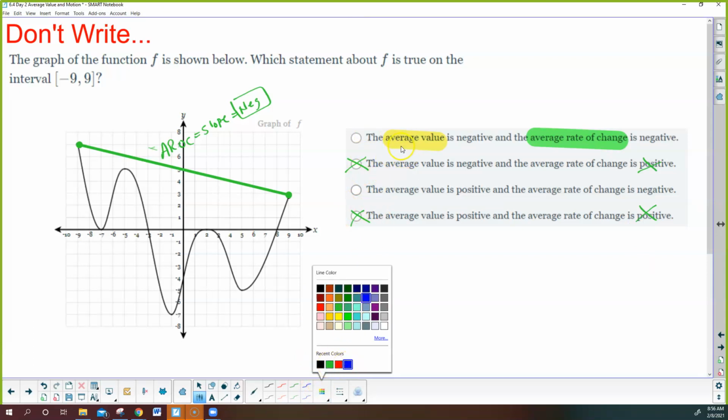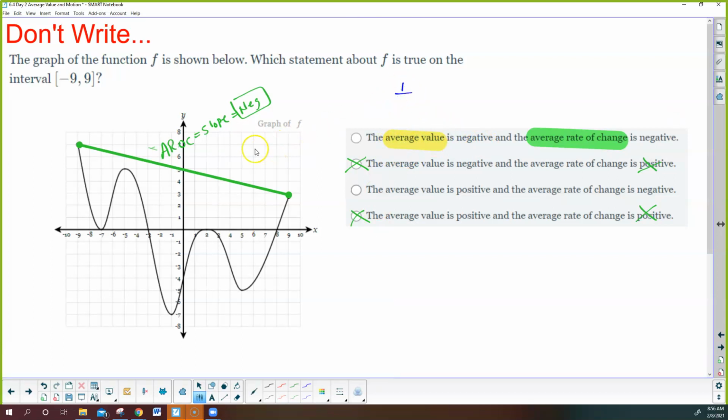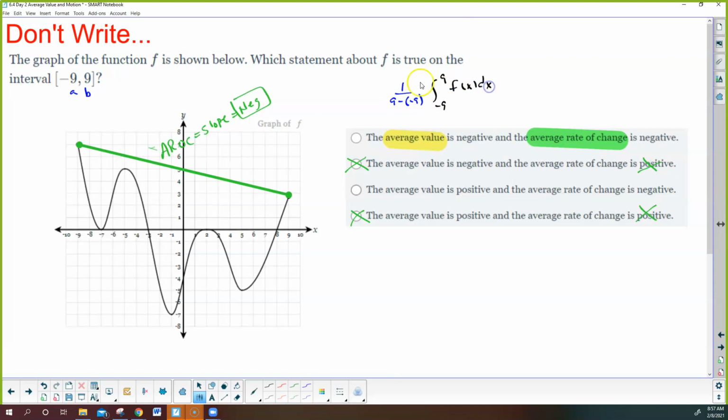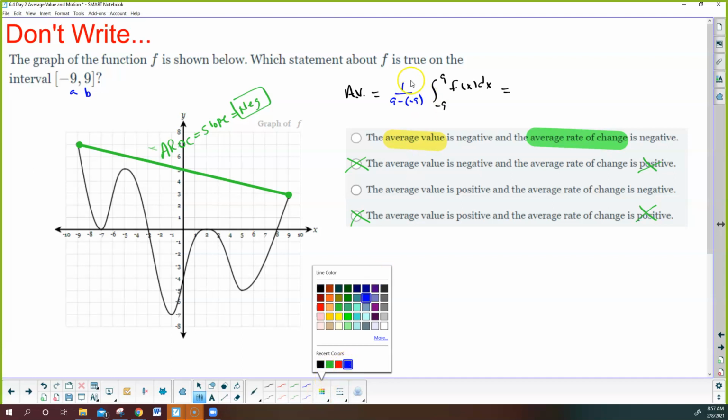So now we have to think of, okay, what about the average value? Well, the average value is going to be 1 over, and then we're doing the upper bound minus the lower bound, so we're doing B minus A. If I do that portion, notice that's automatically going to be a positive number. There's the average value. So I know that we get positive 18 on the bottom here.